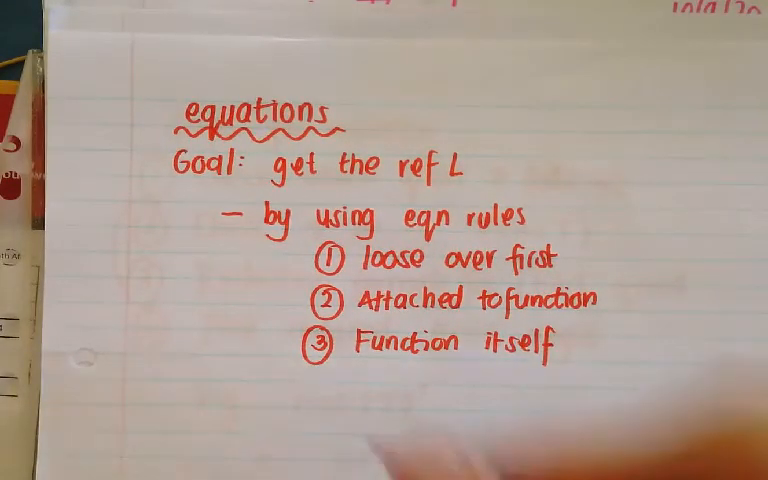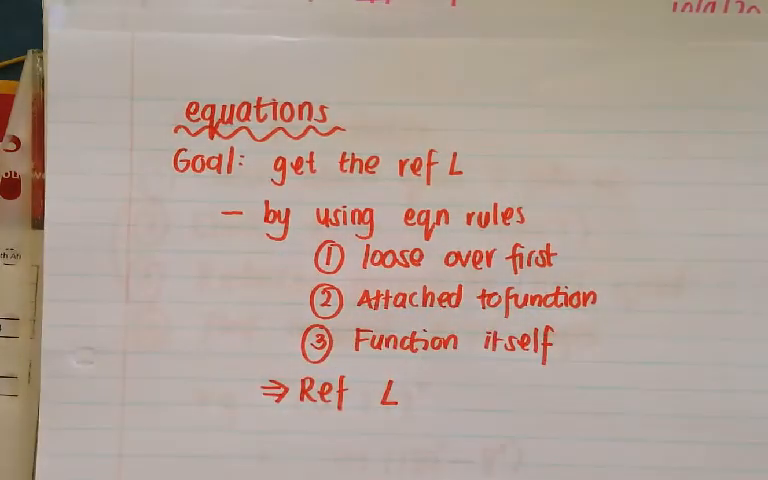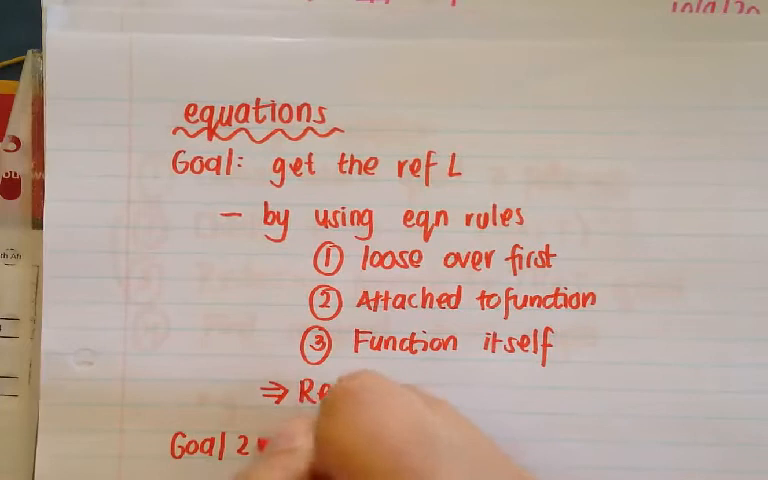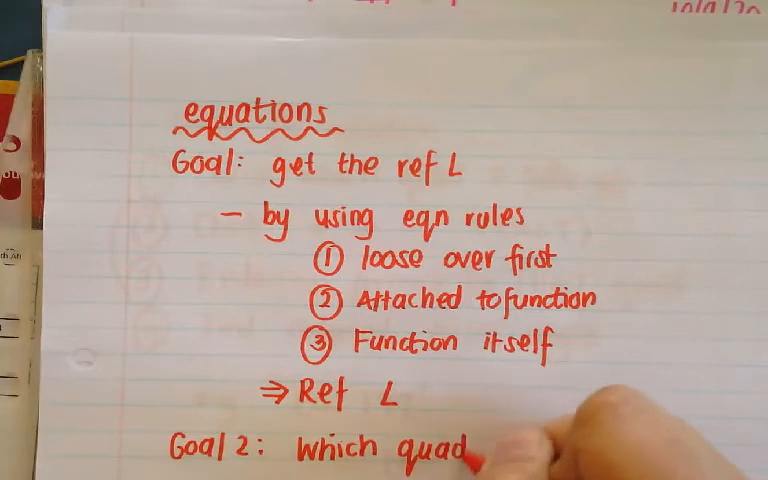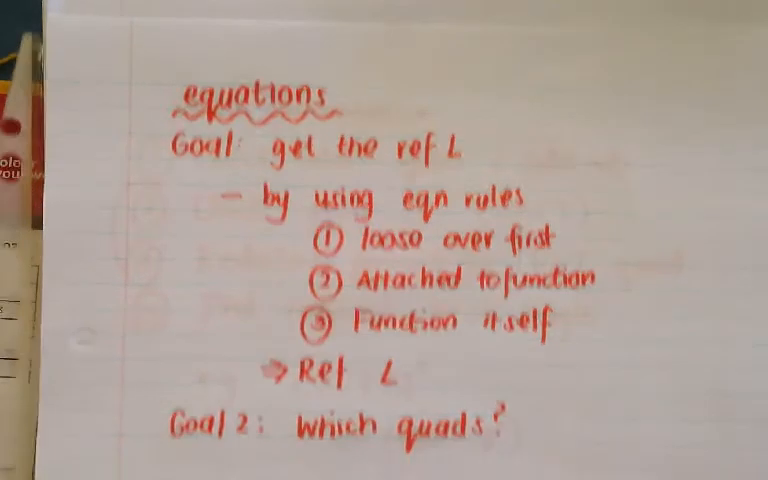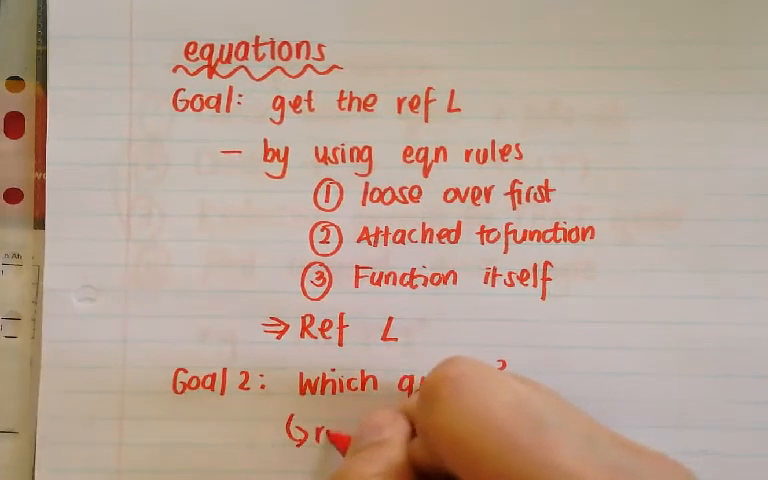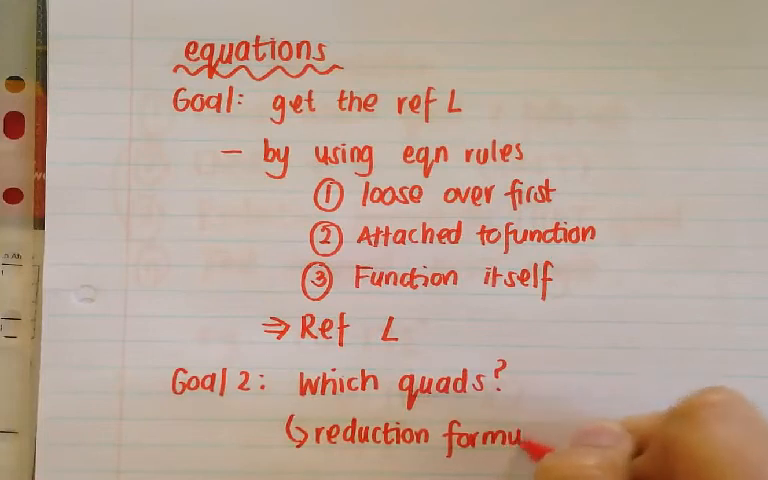Once we have our reference angle, we have a secondary goal to find which quadrants we could use. Once we have the quadrants, we will also know what the reduction formula is for each of those quadrants. And only then will we solve for theta.